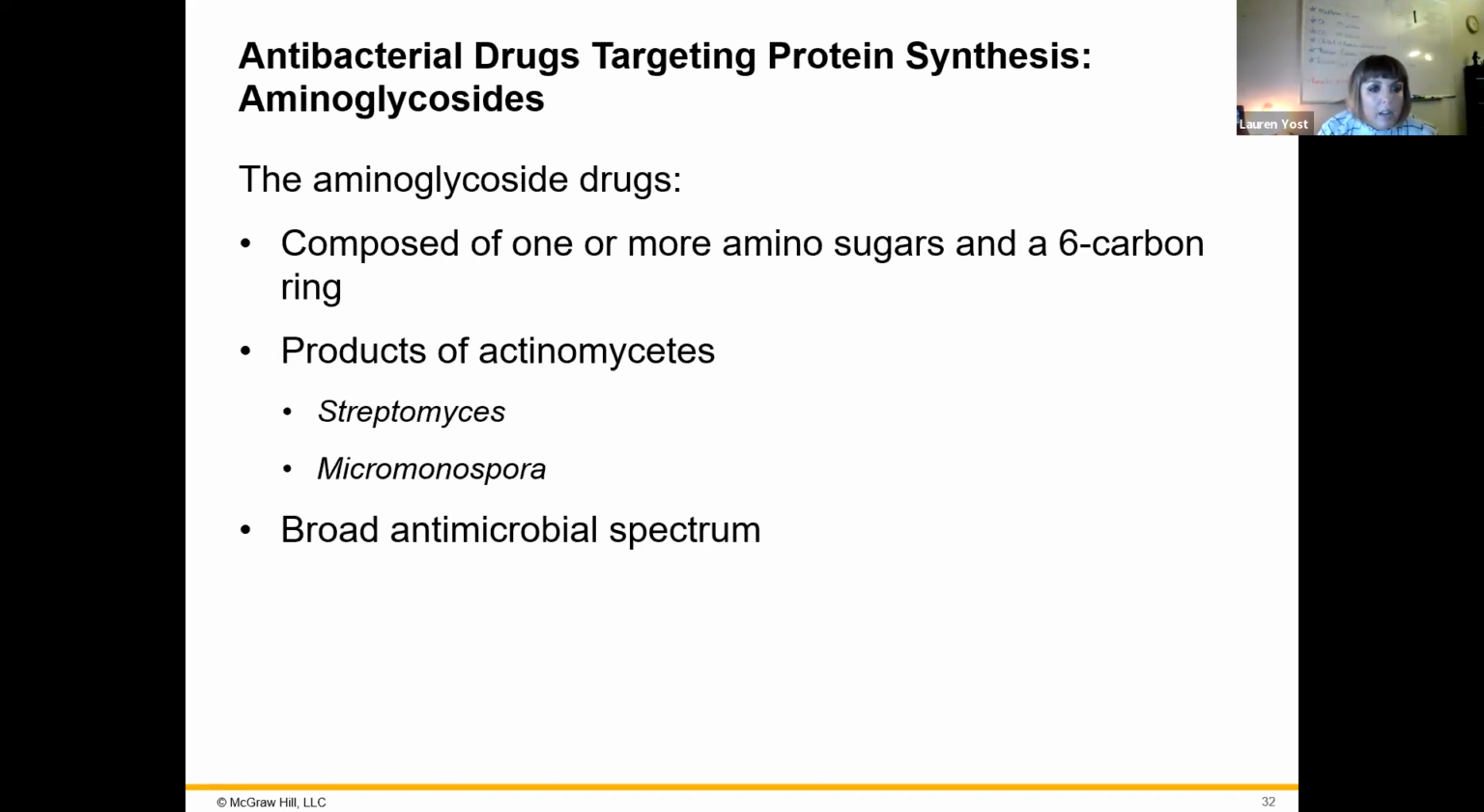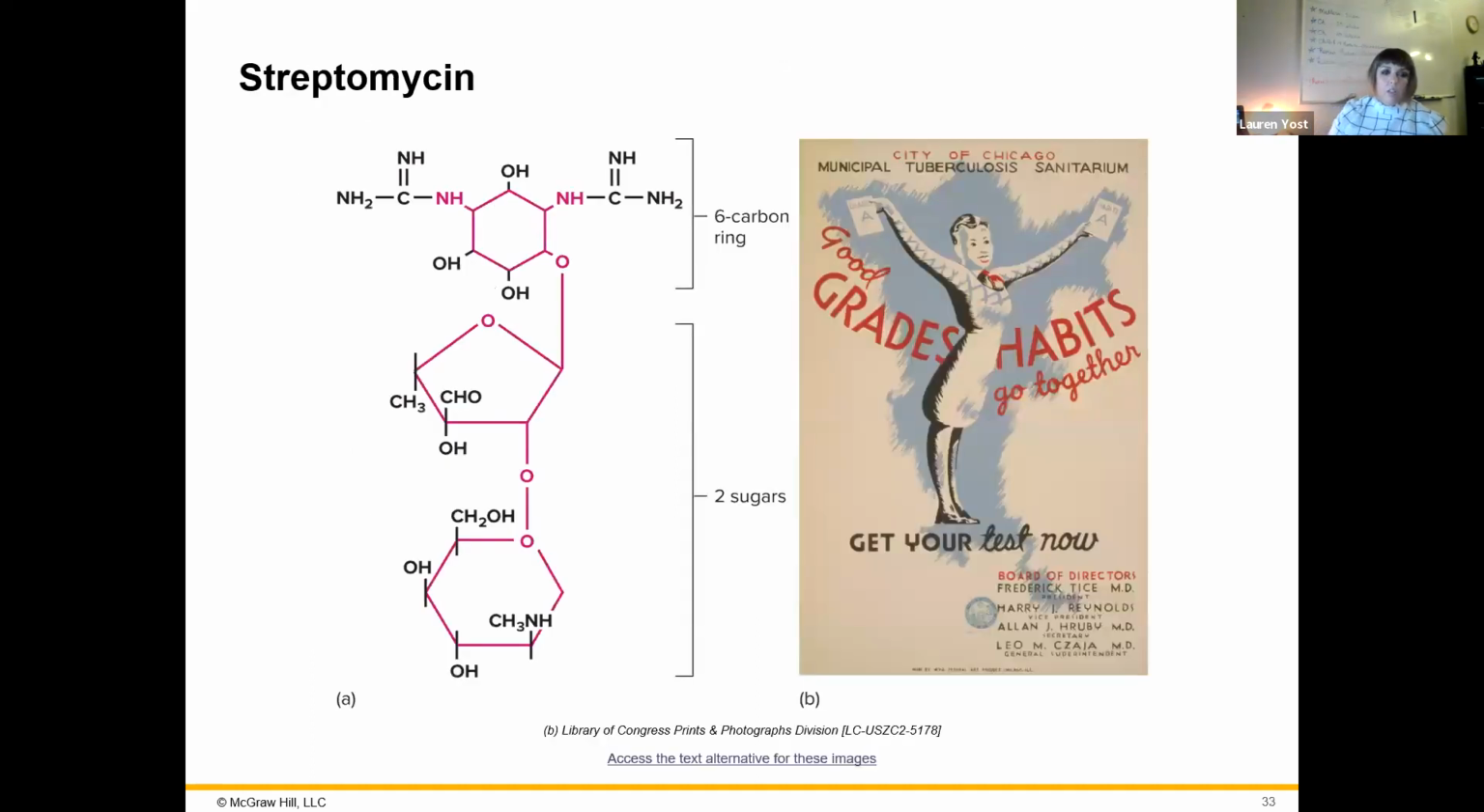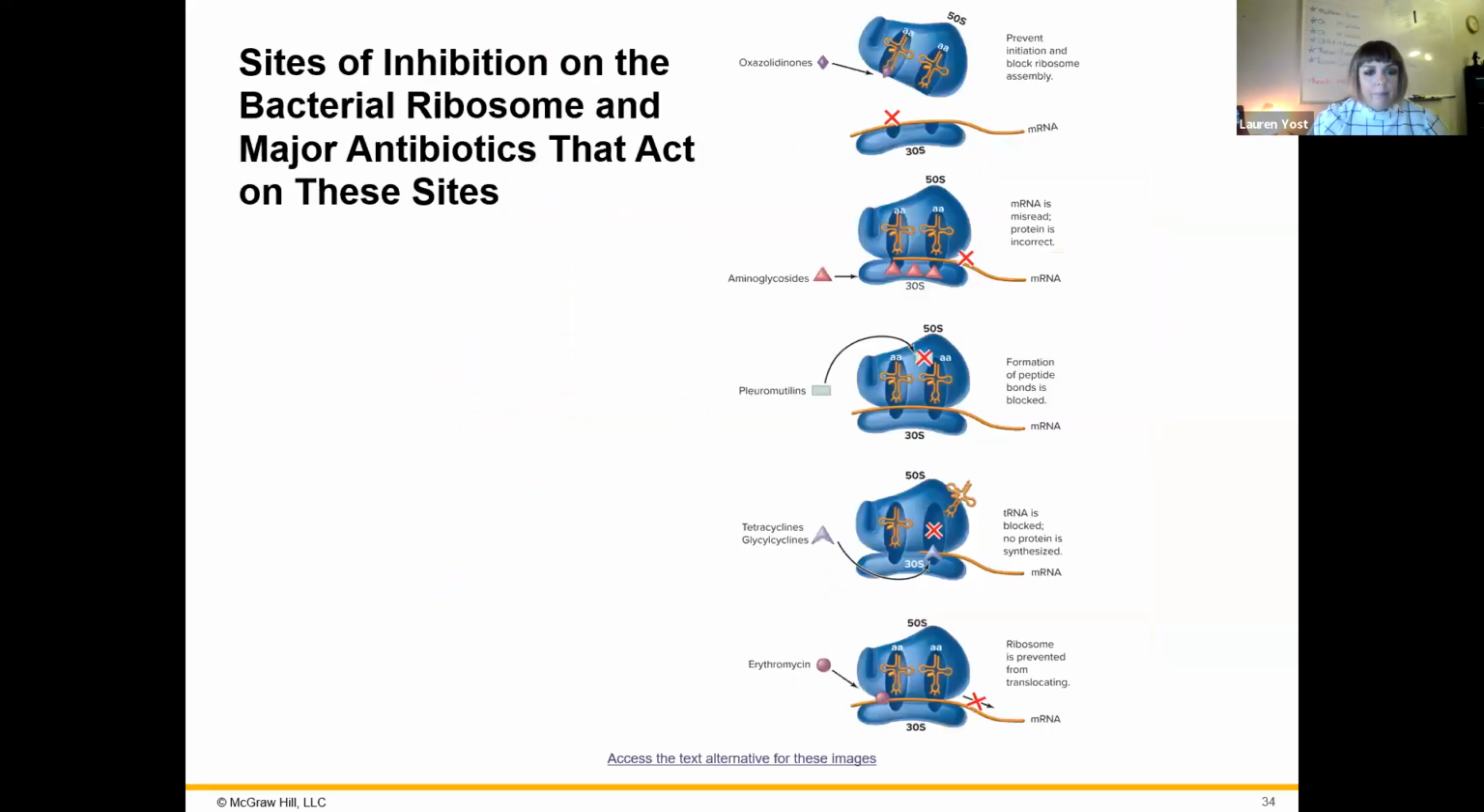So the aminoglycoside drugs are going to affect protein synthesis. They're usually amino sugars and a 6-carbon ring of some kind. These are products of actinomyces. Some organisms that fall under this are streptomyces and micromonospora. I'm not going to ask you that, but anyways, I told you. So aminoglycosides are broad spectrum typically. This is the structure of them. There you go, that's streptomycin.